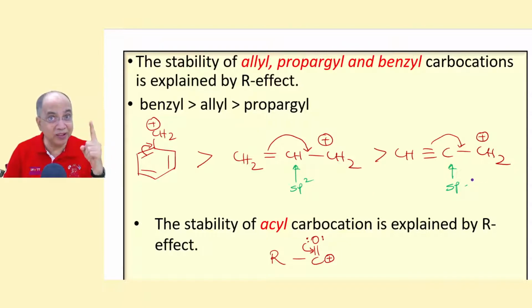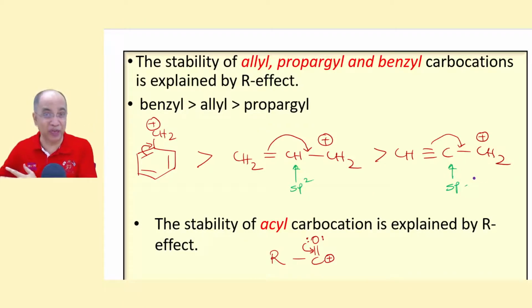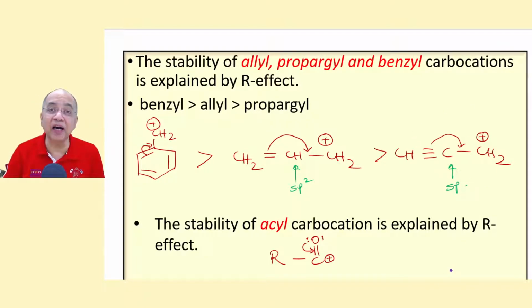But when we grade them together, we will find this will be more stable than ethyl, propyl. So in ethyl or propyl there is only hyperconjugation. But here there is resonance. So propargyl will be more stable than ethyl.